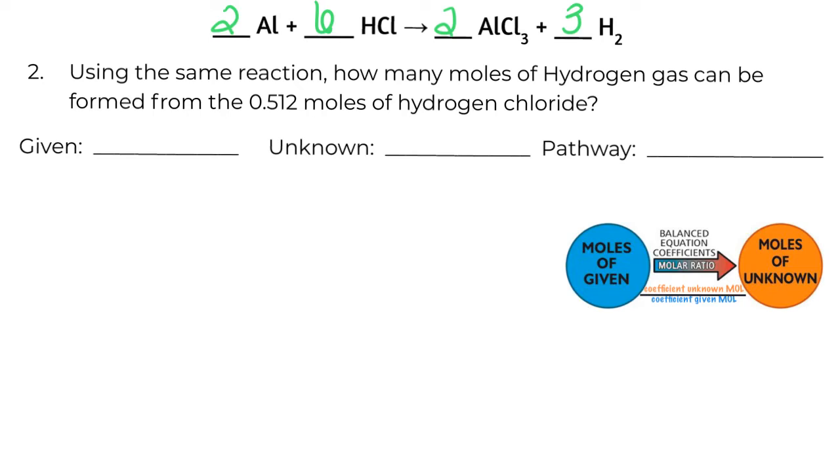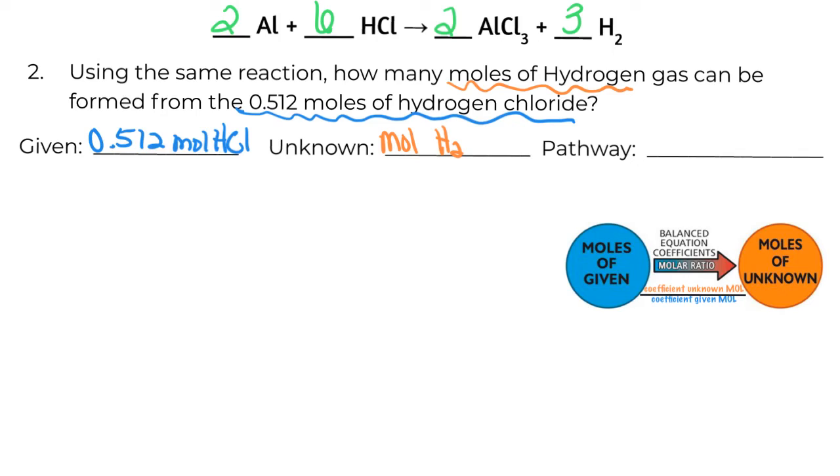Using the same reaction from the other page, so we carried over our coefficients. We have 2 Al plus 6 HCl makes 2 AlCl3 plus 3 H2. Remember, these are our moles. How many moles of hydrogen, so that's my unknown, how many moles of hydrogen can be formed from 0.512 moles of hydrogen chloride? So now take a moment and see if you can fill in the given and the unknown. Did you get that your given was 0.512 moles of HCl? Great job. Did you get that your unknown was moles of H2?